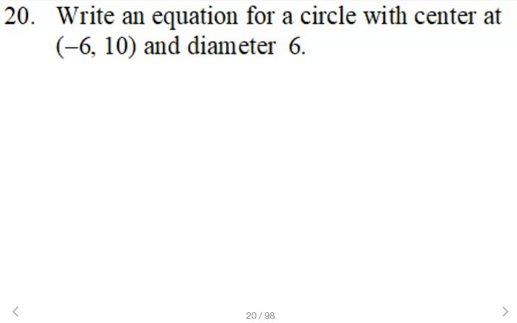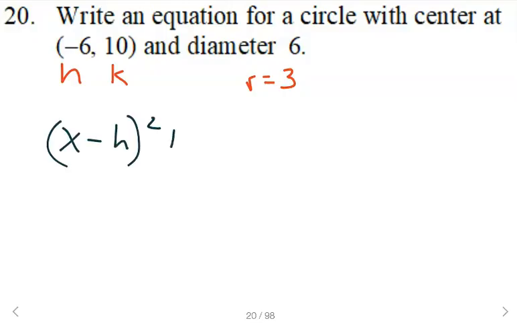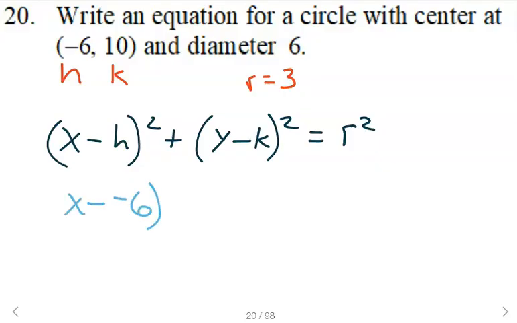If the diameter is 6, then that means the radius is half of that, 3. So we're going to label our points as h and k. In the circle formula, we'll have x minus h, parentheses squared, plus y minus k, parentheses squared, equal to r squared. So if we substitute into this, we see x minus a negative 6 squared, and then in parentheses y minus 10 squared, equal to the radius squared.